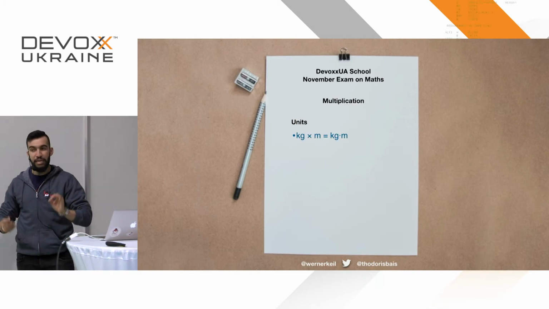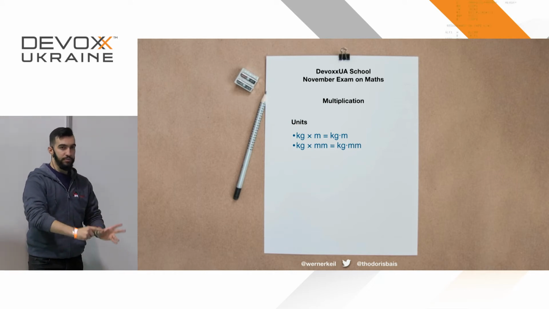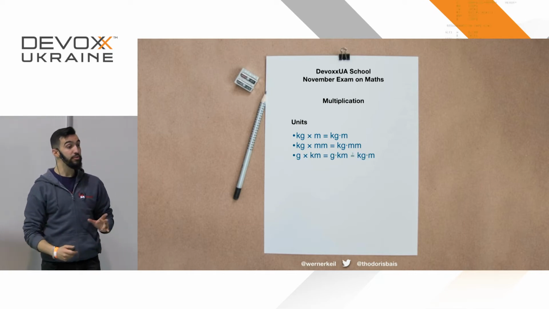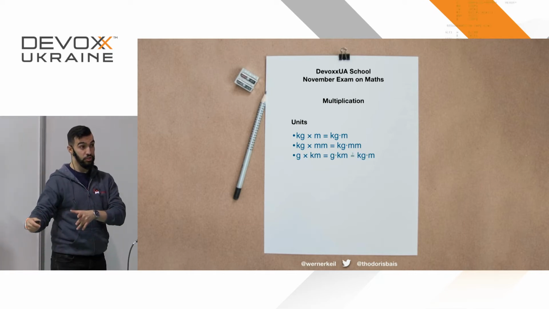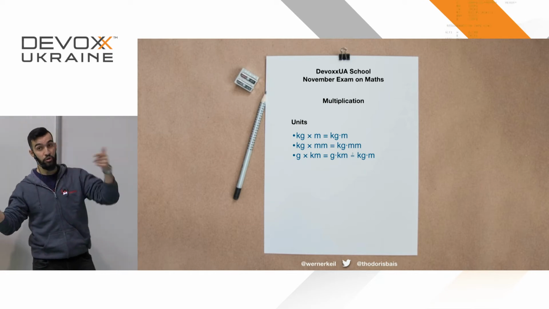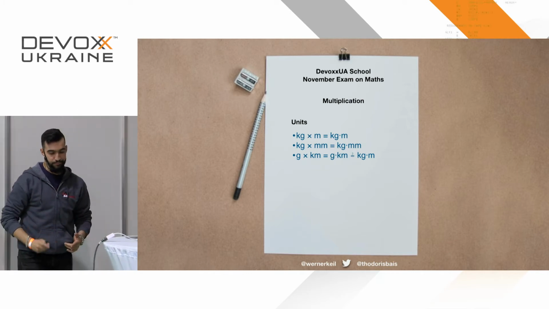So, kilogram times meters equals kilogram meters. Kilogram times millimeters equals kilogram millimeters. Gram times kilometers equals gram kilometers. Should you leave it as such, or should you better convert it to kilogram meters? It depends on your case.